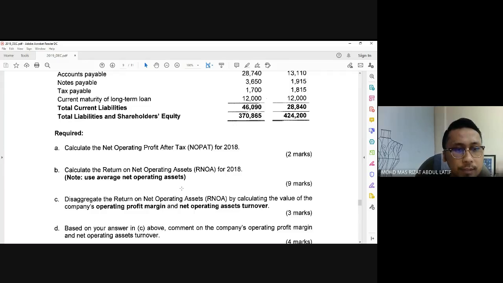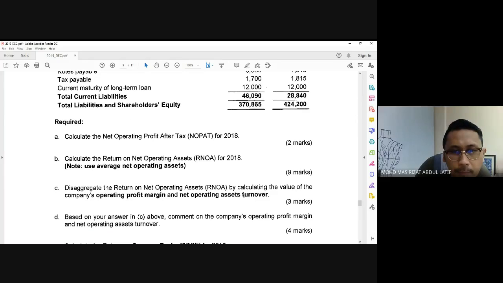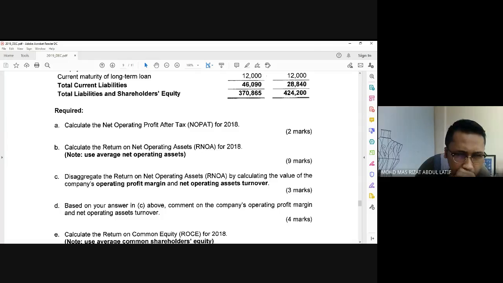Next, disaggregate the return on net operating asset by calculating the value of the company's operating profit margin and net operating asset turnover. So ini adalah disaggregation. Disaggregation you kena refer to textbook you lah. Disaggregation page 470 tadi. Formula yang disaggregation part. The first level disaggregation kan. So you kena tunjukkan komponen profit margin dan asset turnover dalam formula tersebut. So figure dia nanti mesti sama dengan figure dalam B.